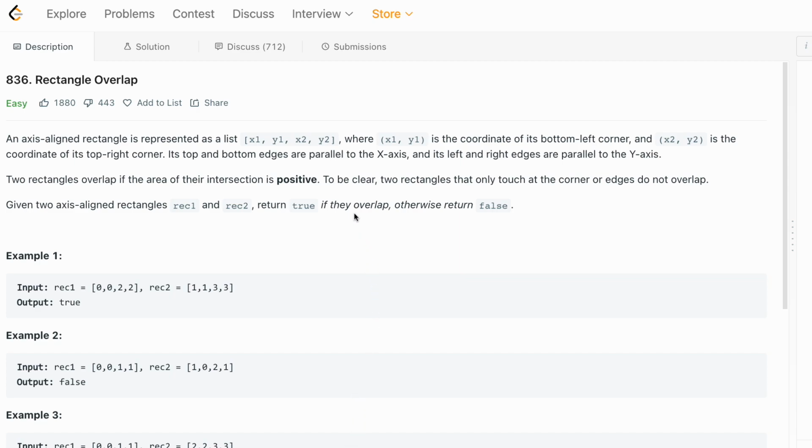In this problem, we are given two rectangles and we need to figure out whether they overlap or not. One rectangle is like this and the other is like this. We can clearly see that some portion of the first rectangle and the second rectangle intersect. So this is the common area. We need to figure out whether a common area exists or not.